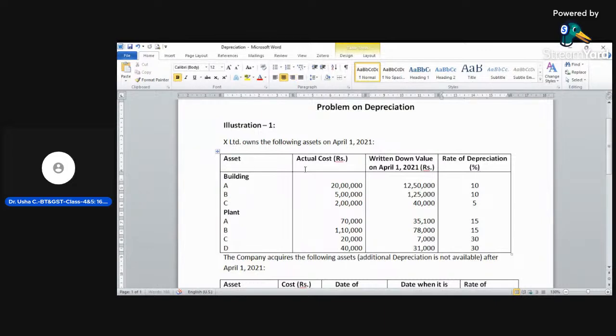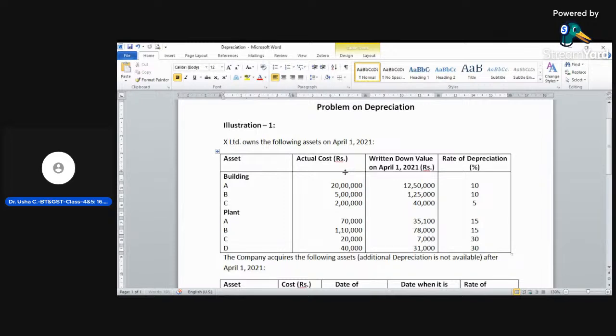First one is building: building A, B, C. There are three categories of building, and plant A, B, C, D, the four categories of plant. So based on this, we have to decide what the blocks of assets are. Actual cost of building A is 20 lakh, B 5 lakh, C 2 lakh. We don't know when they were purchased, but they were purchased earlier, and at that time the cost of assets A, B, C was 20 lakh, 5 lakh and 2 lakh.